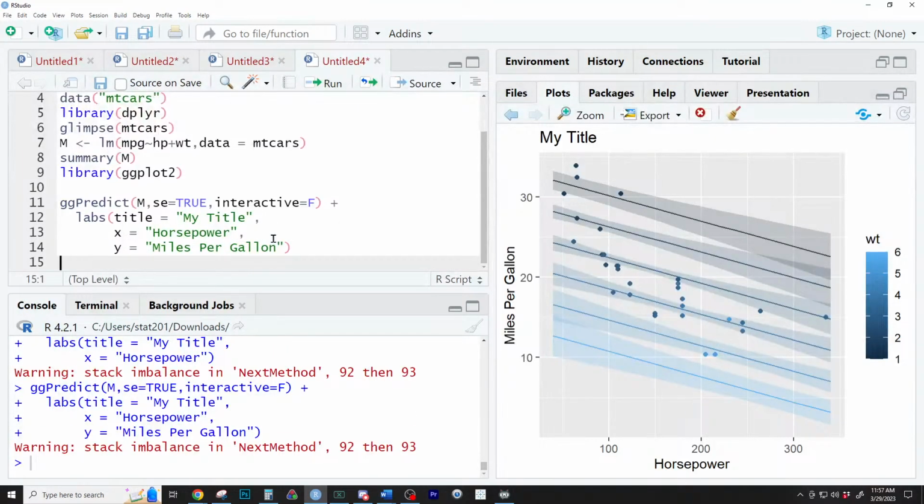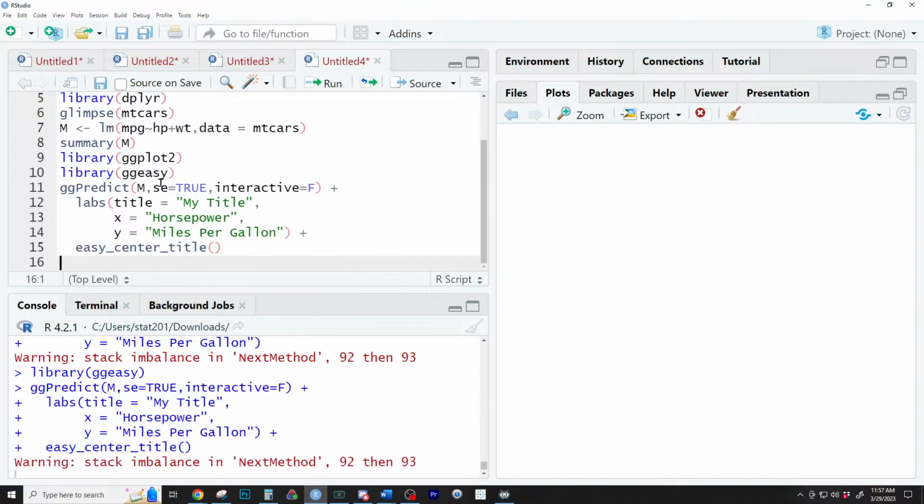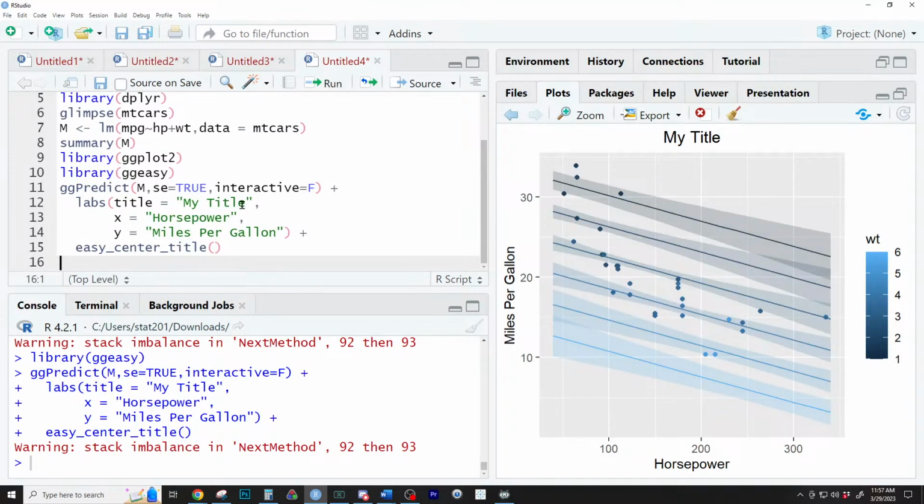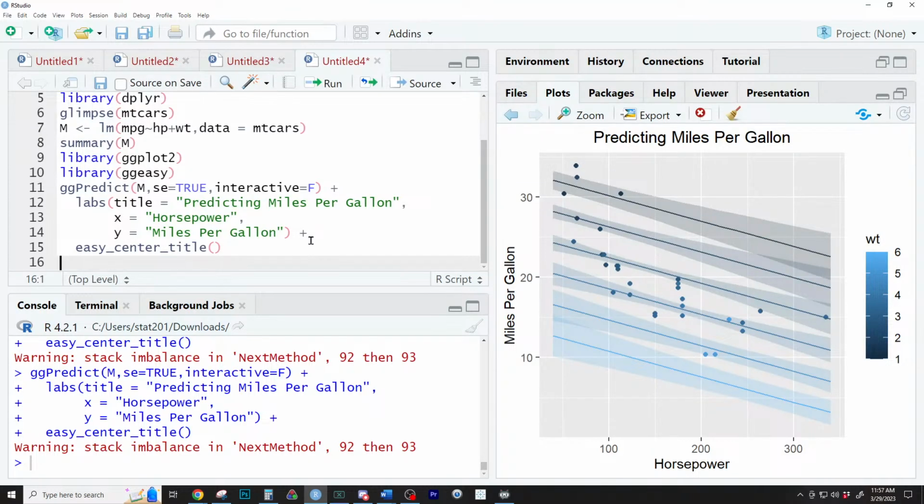We want the plots to look really good. So this is what we really focus on: making sure that we have a good looking plot right here. And we could call this predicting miles per gallon. And there we go with a pretty good plot pretty quickly. And this is what we want it to look like. We want it to look nice.